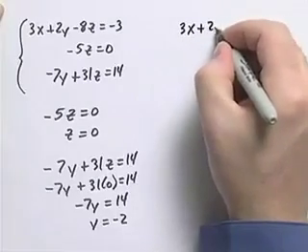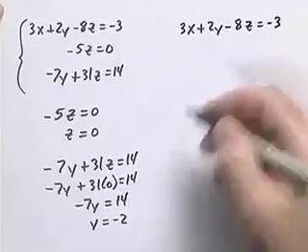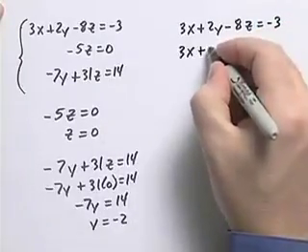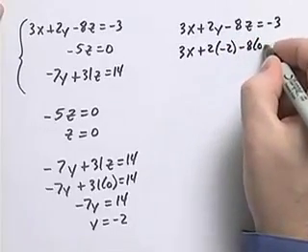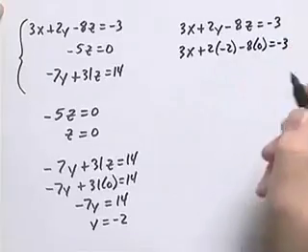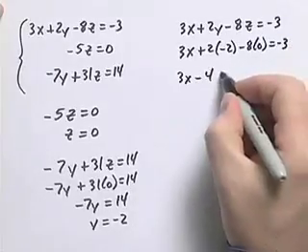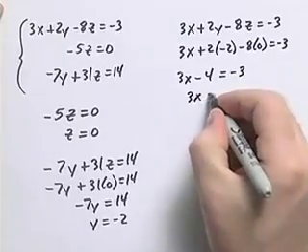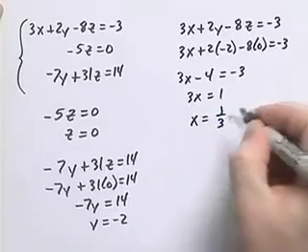3x plus 2y minus 8z equals negative 3. We're going to plug in our values for z and y. 3x plus 2 times negative 2 minus 8 times 0 equals negative 3. 3x minus 4 equals negative 3. Add 4 to both sides. 3x equals 1. And divide by 3 to get x is equal to 1/3.